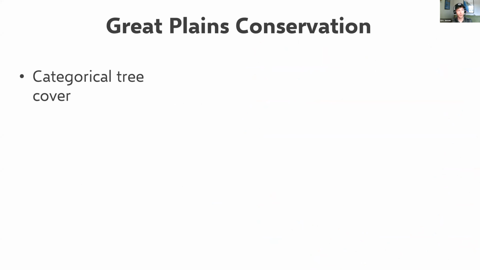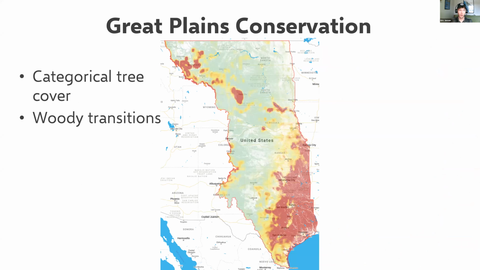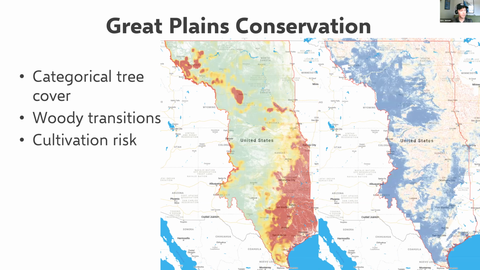And similarly for the Great Plains, we have a categorical tree cover data set, a data set depicting woody transitions. And so this is showing areas where conifer trees have expanded over the period of RAP. A cultivation risk layer, which shows where potential for land use conversion from perennial rangelands to agriculture exists. And then the Great Plains biome extent.